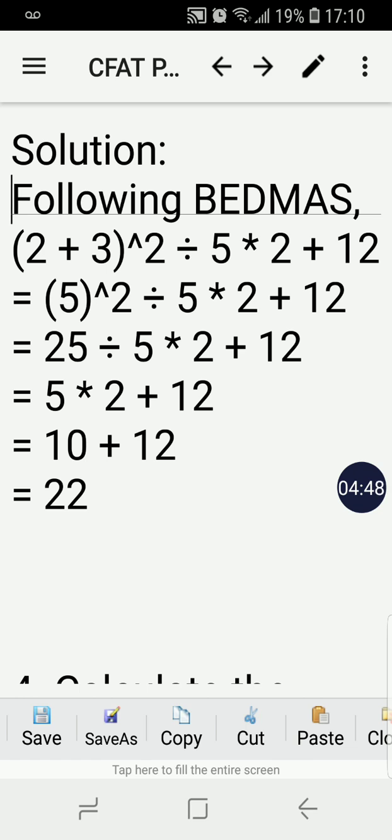So we need to follow the BEDMAS rule, otherwise the prioritization of the operations will be incorrect, and then we will arrive at an incorrect answer. So we need to follow the BEDMAS rule. BEDMAS being brackets, exponents, division, multiplication, addition, subtraction.